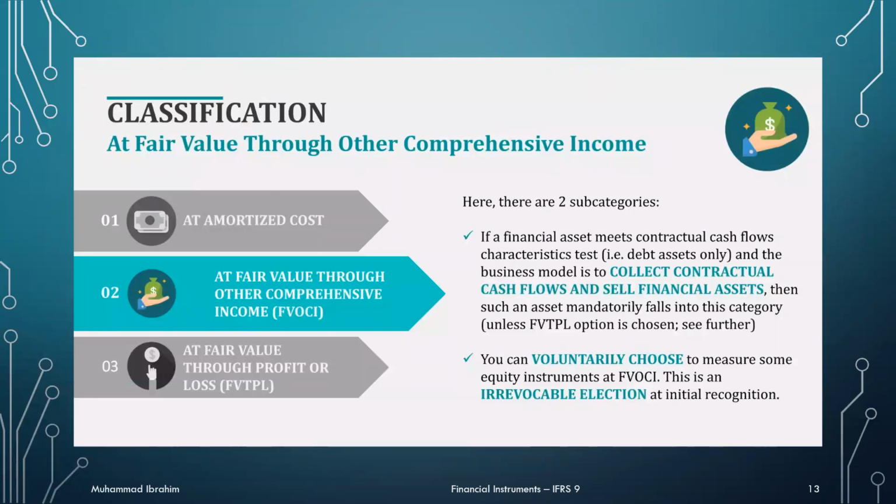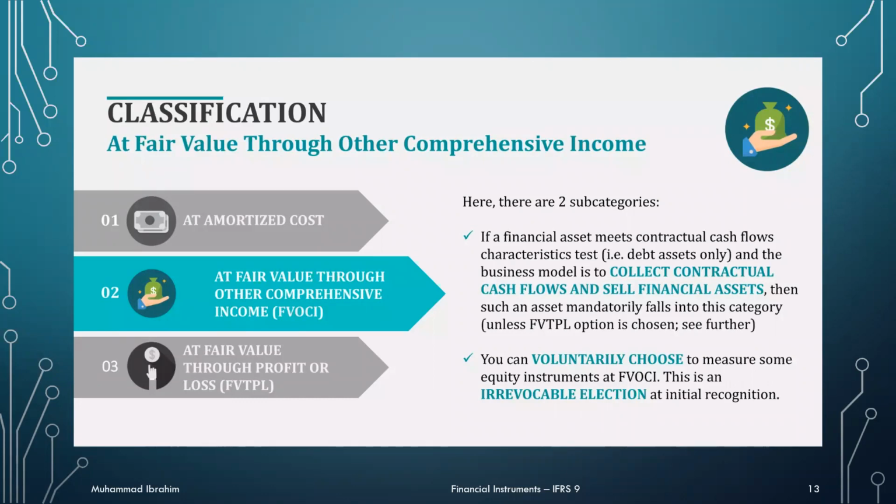Okay, sorry, I can explain it from the start. Classification of financial asset through OCI, other comprehensive income. Again, there are two characteristics, you need to understand both to understand how you can classify a financial asset into other comprehensive income. First, as at amortized cost, you have only one intention. What is that? That you're not going to sell your financial asset. You only have an intention to collect the contractual cash flows attached to that financial asset.